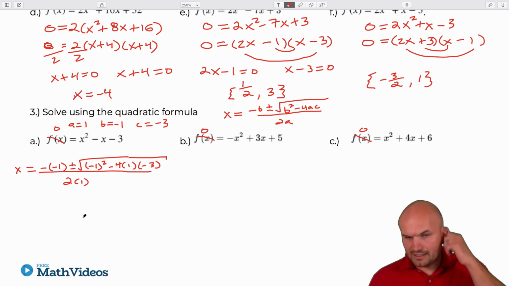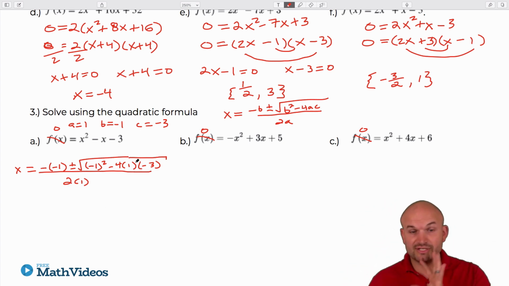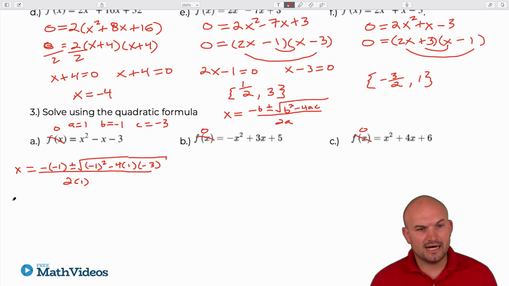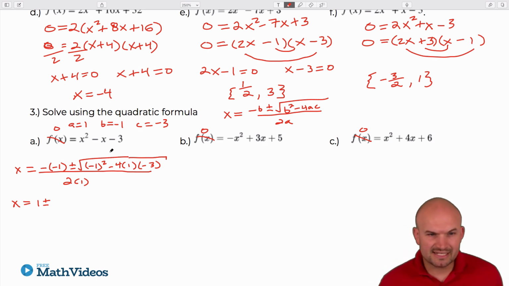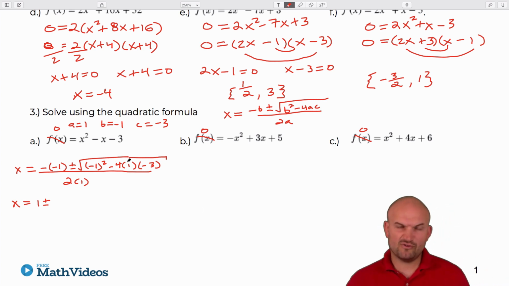Now, some people might say, well, why are you plugging in the 1? It doesn't matter. And yes, I just want to make sure you guys can, for accountability purposes, see where everything is. So let's go ahead and simplify though. So opposite of -1 is going to be a positive 1. And then plus or minus (-1) squared is a positive 1. Now these are sometimes tricky. Just go from left to right.